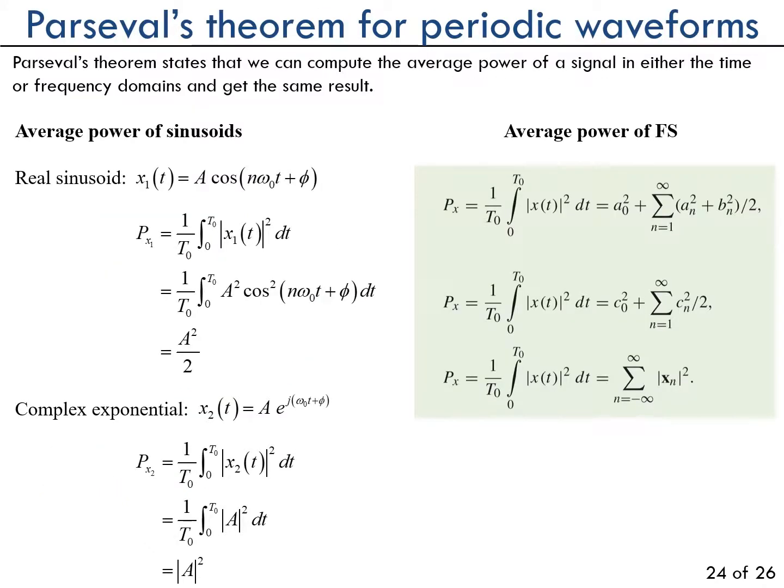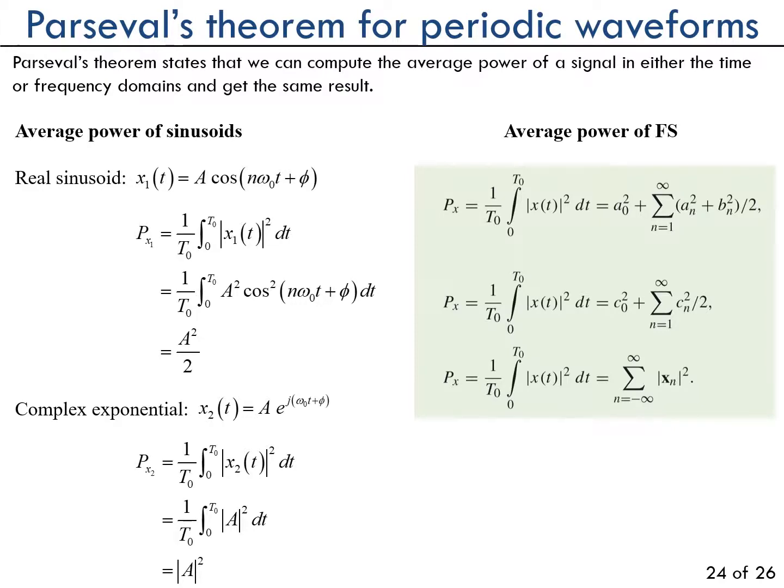Regarding Parseval's theorem for periodic waveforms, Parseval's theorem states that we can compute the average power of a signal in either the time or frequency domains and get the same result. On the left-hand side shows the average power of sinusoids. You have a real sinusoid, not one of those fake ones you see around town, but a real one.